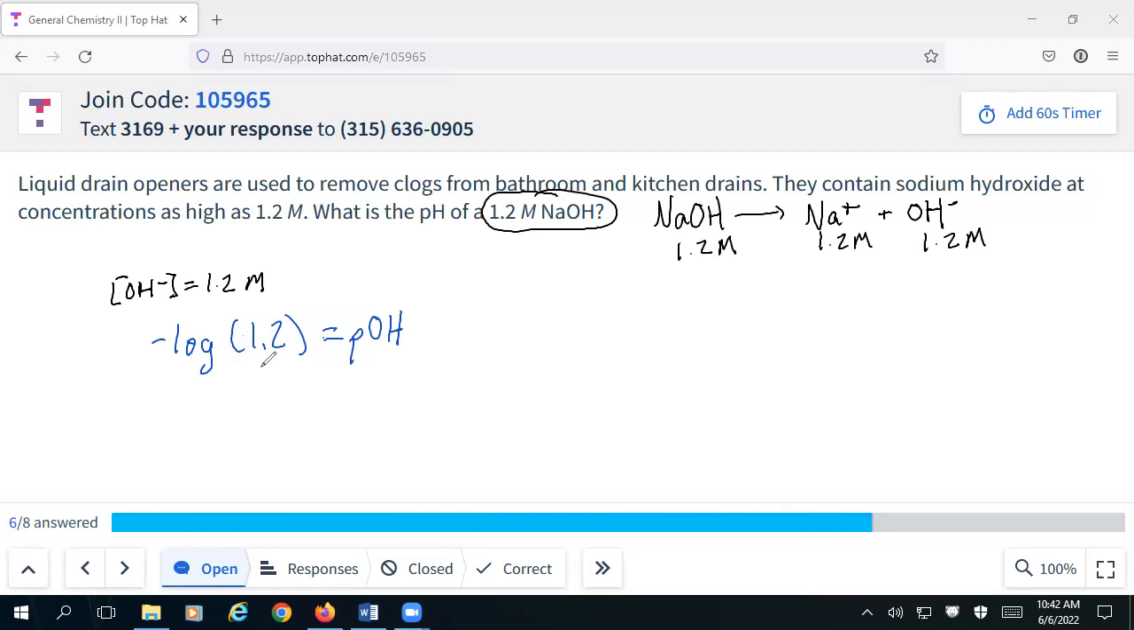So the log of 1.2 is 0.079. So that would be negative 0.079 for the pOH. Now, this is going to raise a couple of eyebrows because we have a negative value for a pH or a pOH. That doesn't really register. The scale is supposed to be from 0 to 14. This is going to be outside of those bounds.